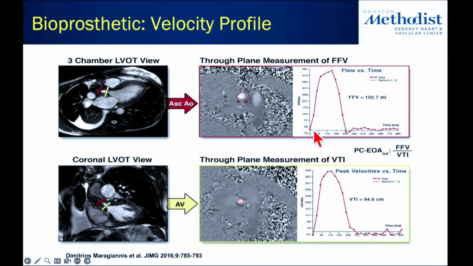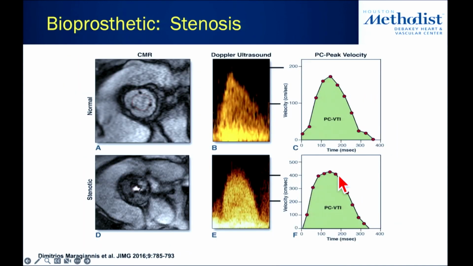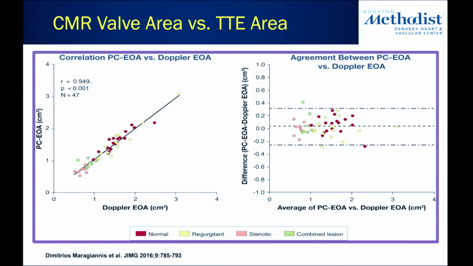You could actually then derive what the flow is across the valve, as well as what the peak velocity is across the valve. And then similar to what you do in echocardiography, you could actually use the continuity equation to compare the velocity integral at the valve level to that either proximal or distal to the valve, where you know what the area is, and you can use that to come up with an effective orifice area by MRI. And in this particular series of about 100 patients, there was reasonably good correlation between Doppler-derived effective orifice area and phase contrast CMR-derived effective orifice area.